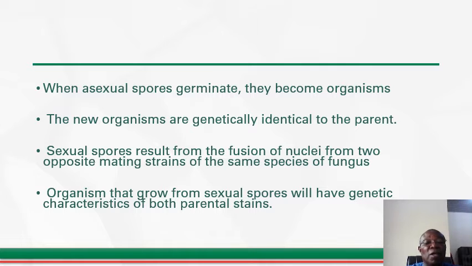the new organisms. While sexual spores result from the fusion of nuclei from two opposite mating strains of a species. The organisms formed through these sexual spores have genetic characteristics of both parents. That is, each of them donates gametes, and then they form a zygote, and the zygote eventually develops into a new organism. So the new organism that is formed will bear the characters of the two organisms that form the new one.